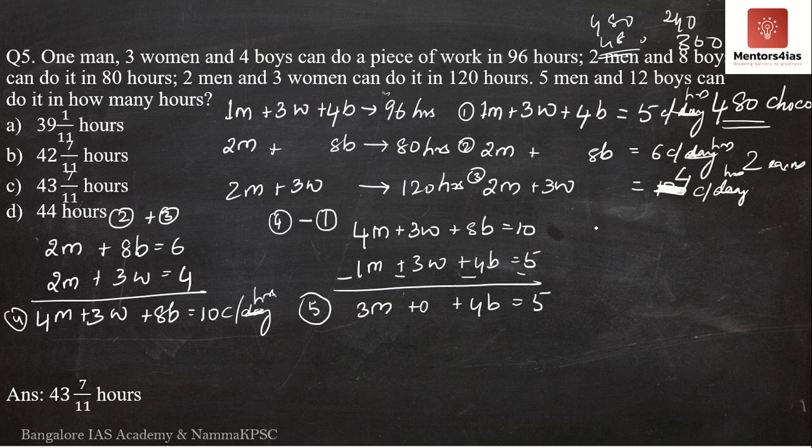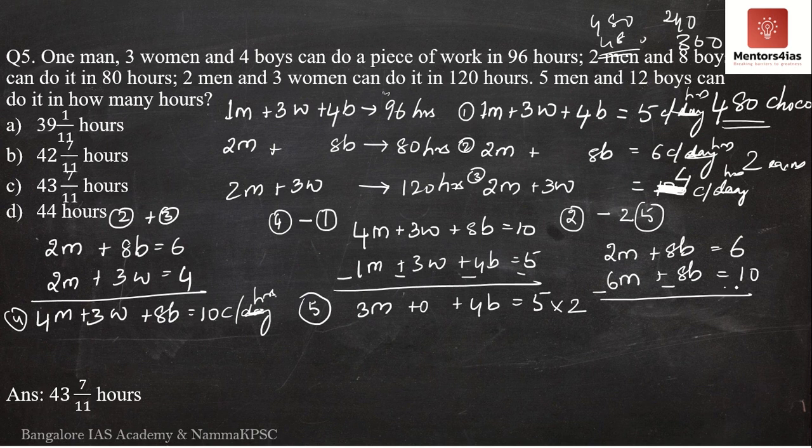So next I will consider the second equation and the fifth equation. I will subtract the fifth equation from the second equation after multiplying it by 2. Why? Because I will try to eliminate b. I will multiply this equation by 2 over here, and then subtract. So what do I get? I get 2m plus 8b is equal to 6, that is from the second equation, and after multiplying I get 6m plus 8b is equal to 10.